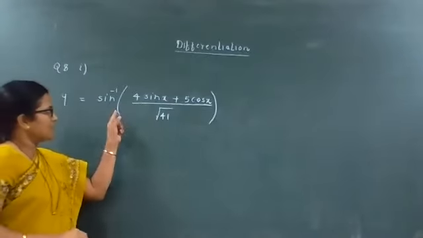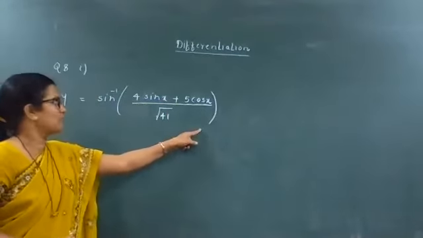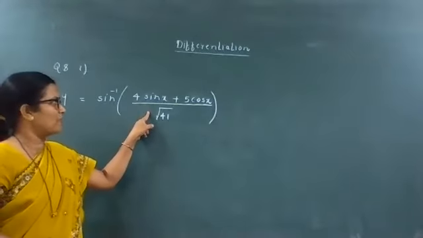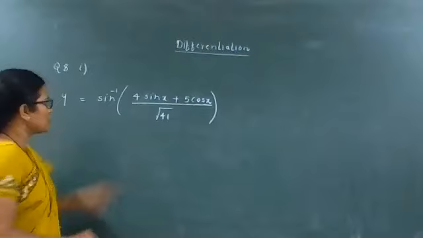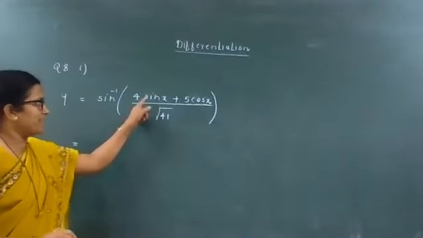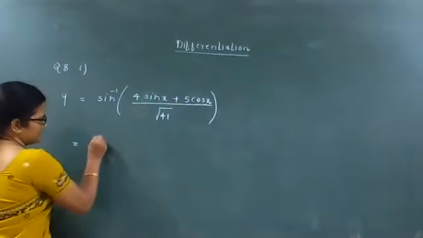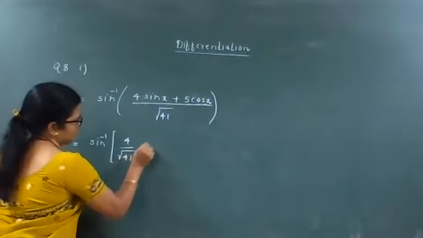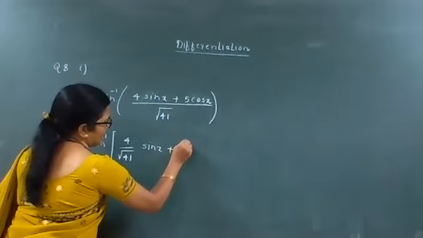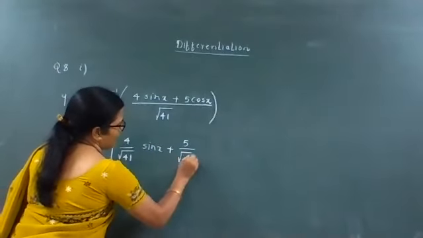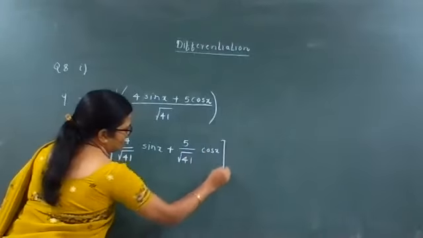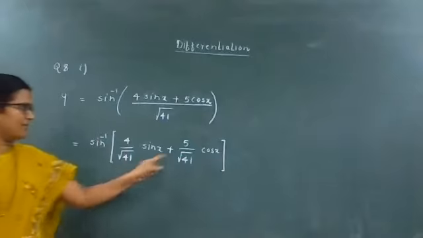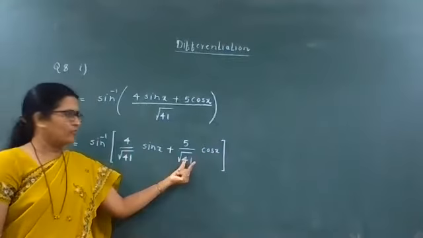What is the method? This bracket we will reduce either to a sine ratio or a cosine ratio. So we'll take the help of the addition formula for sine ratio. So how will you solve this example? See, you separate the numerator. The sin x coefficient is 4 upon root 41 and the cos x coefficient is 5 upon root 41.